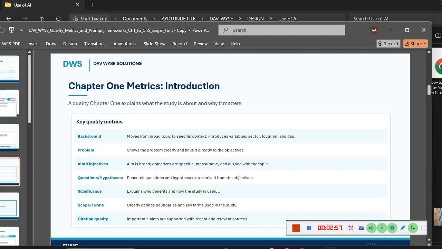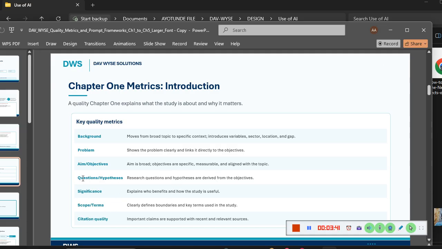Things you need to know about your chapter one is that it moves from broad topic to specific context, to introducing the variables, the sector, location, and the gap. Then the problem statement is to clearly state the problem you are trying to solve. You link it directly with the objective, then that will bring about your aim, which will be broad and based on your topic, then your objectives, then your measurables, and they must all align with your topic. Then that will lead directly to the research questions and hypotheses. They are obviously derived from your objectives.